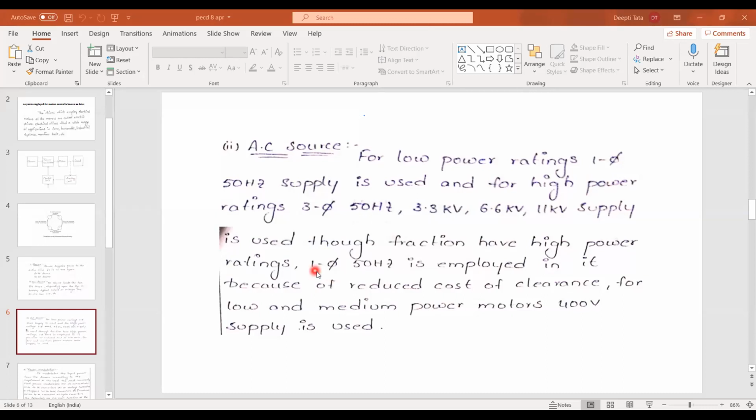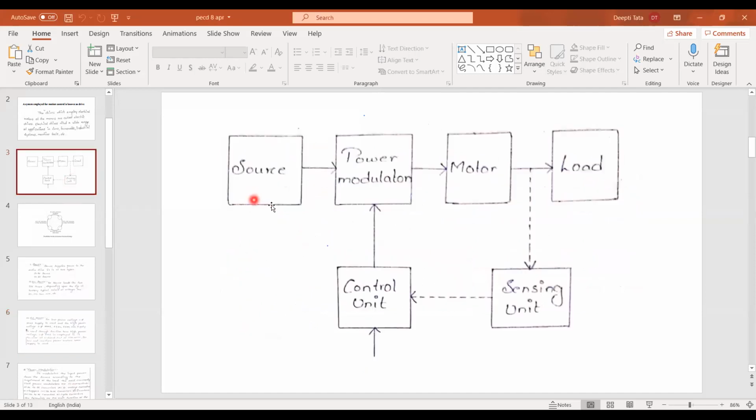Otherwise, in general, you can prefer a single phase 50 Hz supply. So depending upon our present system and availability of power, you use a single phase 50 Hz supply or a three phase 50 Hz supply. For three phase supply, the voltage ratings are like this: 3.3 kV, 6.6 kV or 11 kV, like that. So this is the matter regarding the source in the first block: what sources exist, the different types, and their ratings.